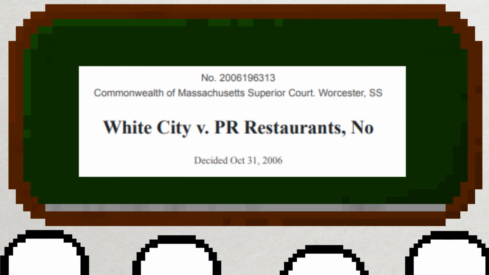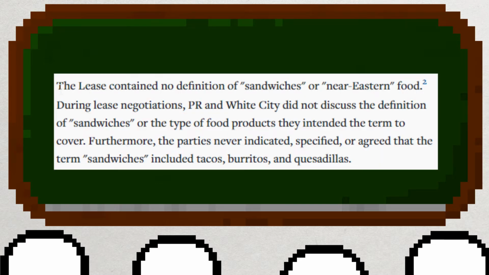In 2006, a case went to the Commonwealth of Massachusetts Superior Court regarding the opening of a Qdoba in a mall where Panera Bread already existed. Panera sued the mall for violating a contract they had signed stating that they wouldn't allow another sandwich shop to open up in their storefronts. The lease they signed had no definition for what a sandwich was, a fatal error, and because of this, the court had to use Merriam-Webster's 2002 definition of a sandwich, which is another catastrophic mistake.